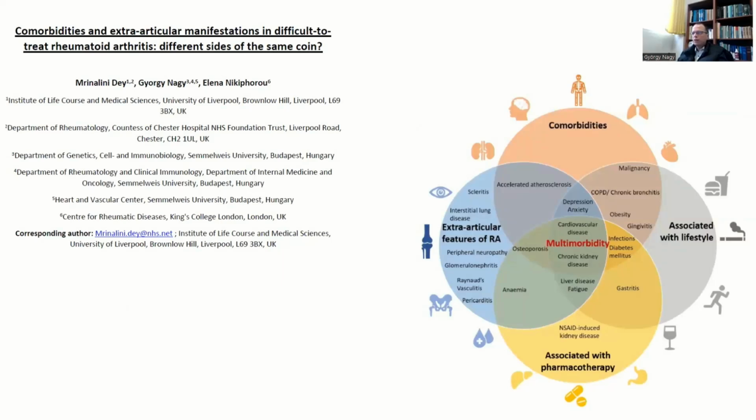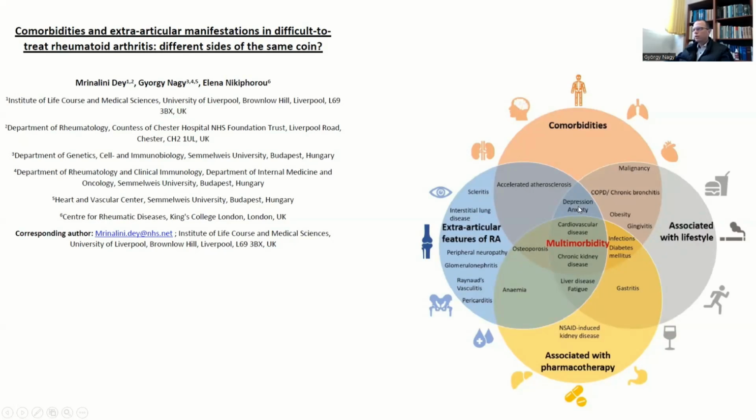And I already mentioned, we have several publications about that as well. I just would like to show one: comorbidities are a very important component of difficult to treat disease, and sometimes they overlap with extra-articular manifestations. Here you see our thoughts about the relation of comorbidities with extra-articular features. So comorbidities, some diseases associated with lifestyle factors, associated with pharmacotherapy, or extra-articular features are listed here, and basically some comorbidities are associated with extra-articular features such as accelerated atherosclerosis or malignancy associated with lifestyle, or for example depression and anxiety are both extra-articular features which are associated with lifestyle and comorbidities as well.